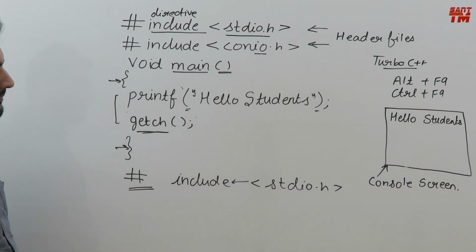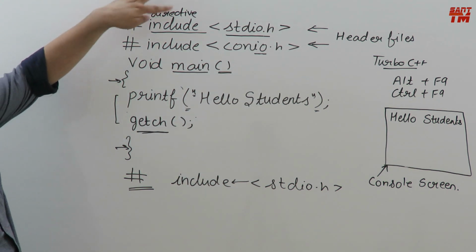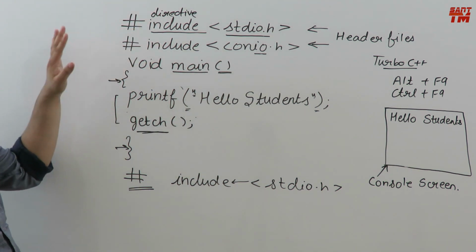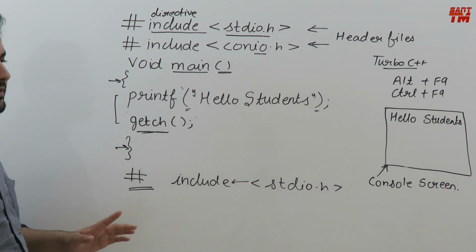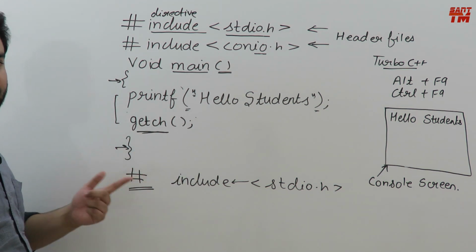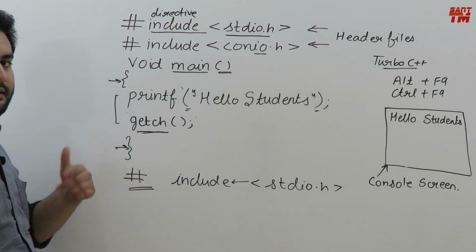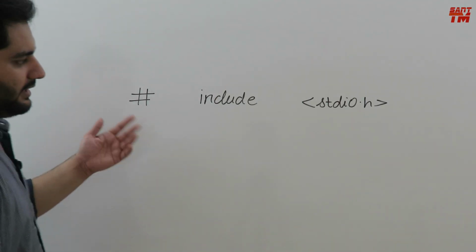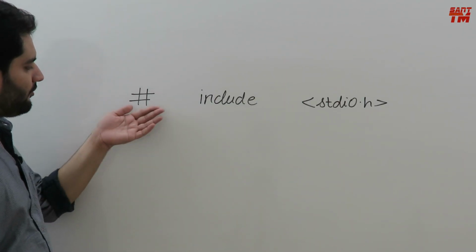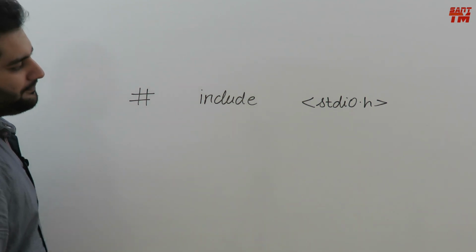This was our program. Now I will tell you in detail what exactly this hash include does. So I hope you have written this program and you have noted down each and every statement that I have spoken. If you have not noted them down, please rewind the video and note them down, because they will be used in my explanations in later videos. So note them. Now see this statement, hash include stdio.h. I have already told you something about this statement. Now let us understand it deeply.